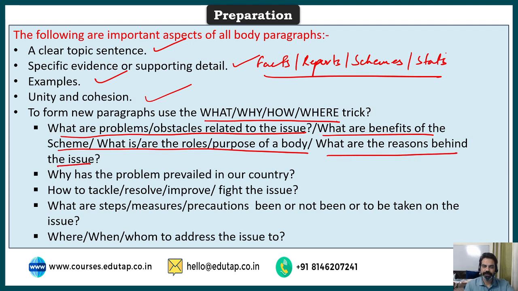Why has this issue been prevalent in the country? That's what I was talking about. And then third is, while you're giving a solution, how to tackle, resolve, or improve or fight the issue, right? So what, why, how, what are the steps or measures or precautions been or not been taken on the issue? Then where, when, or whom to address this issue to. So guys, these 4, what, why, how, and where or whom, will help you form your paragraphs in your body. And this should be included with specific evidence or supporting detail.